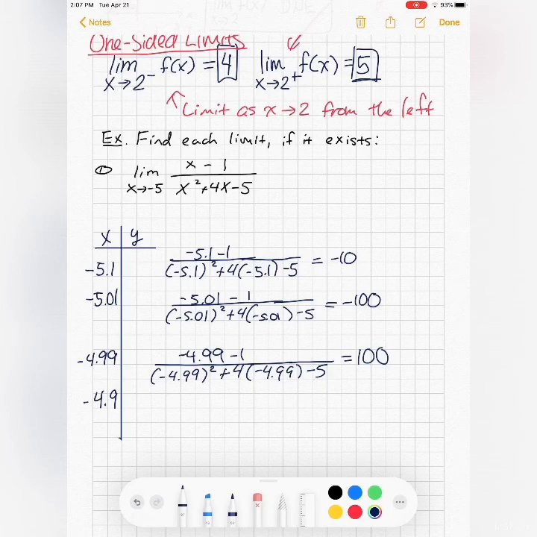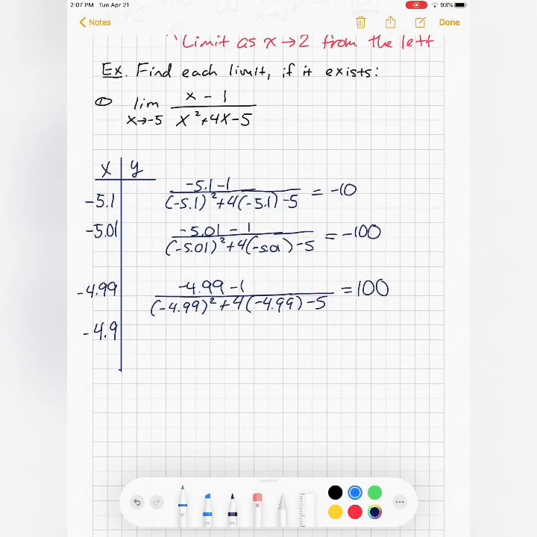-4.999, but I think I can tell just with this information what's happening here. So you see how these numbers here are not tapering off to a value? So I would guess if I plugged in -5.001, I get -1,000 on this side. -4.999, I get 1,000 on this side. So from the left side, looks like I'm going to -infinity. From the right side, I'm going to +infinity.